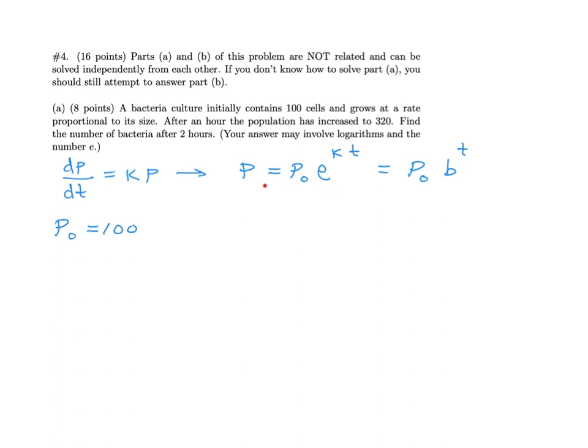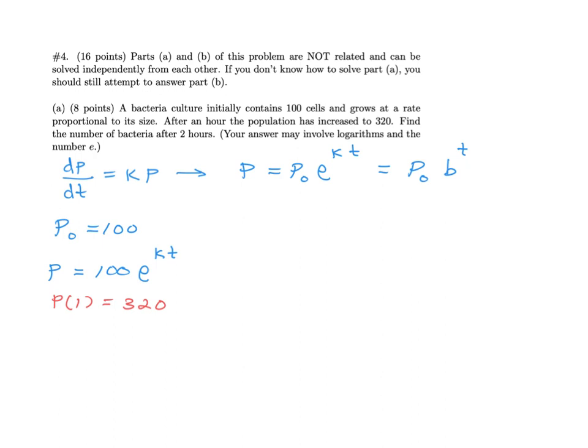And I'll use this version of the equation. That is, P is equal to 100 times e to the k t. To complete the equation, I need to find k. And we are told that after an hour, that is when t is equal to 1, the population equals 320. So within this equation, we're told that if you put 1 hour in place of t, the answer you get back is 320.